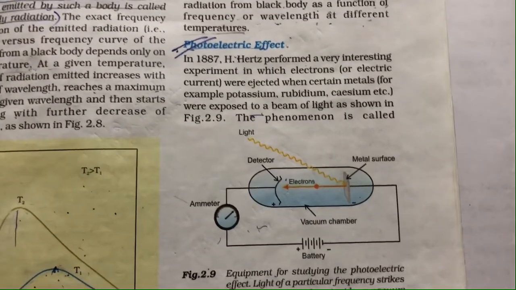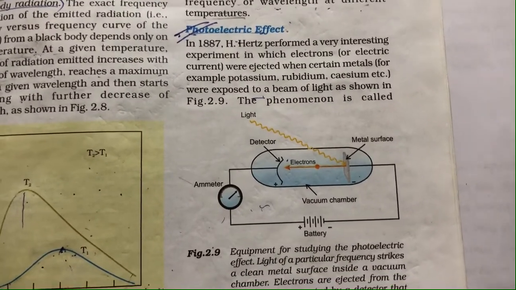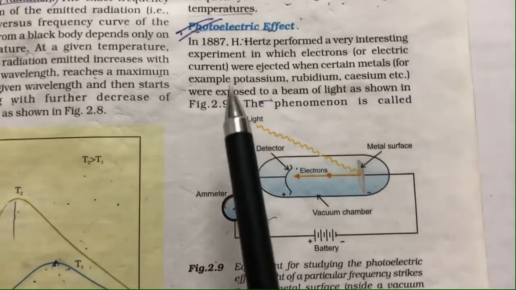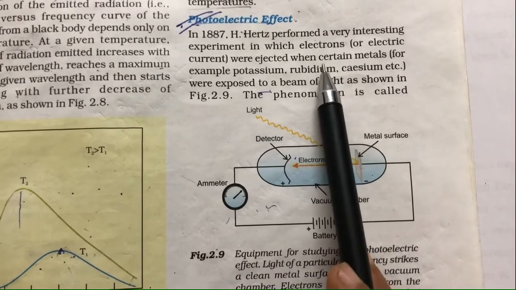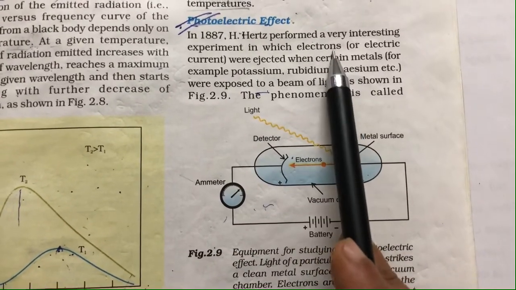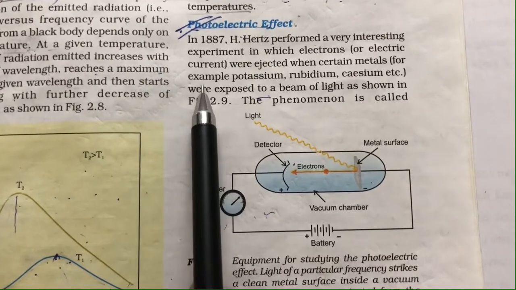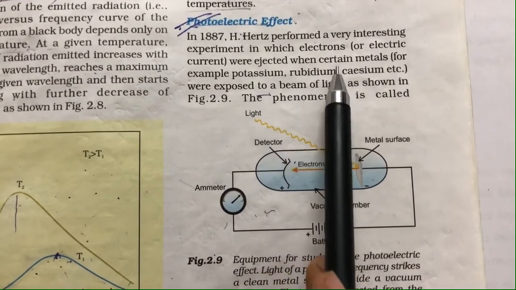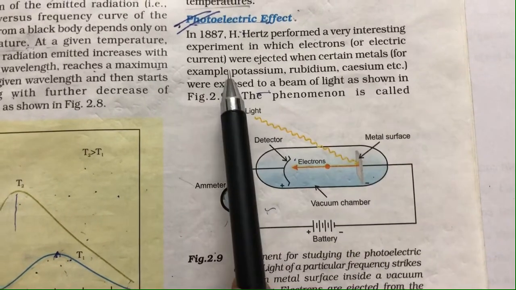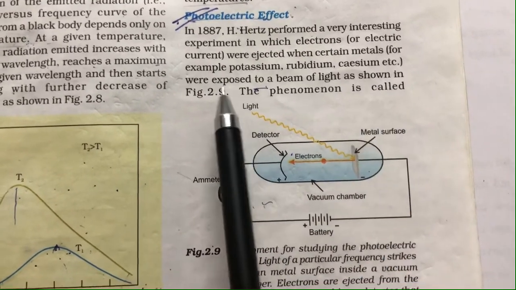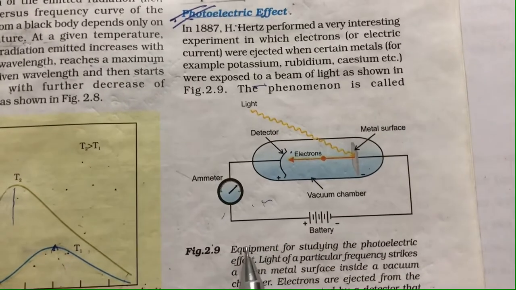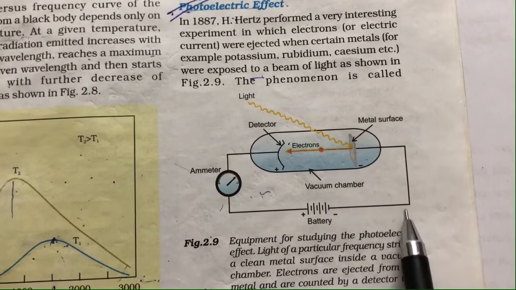Hello students. Now we are going to start with our next topic, that is the photoelectric effect. In 1887, Hertz performed a very interesting experiment in which the electrons, or you can say electric current, were ejected when certain metals, for example potassium, rubidium or cesium, very reactive metals, were exposed to a beam of light, as shown in the figure.